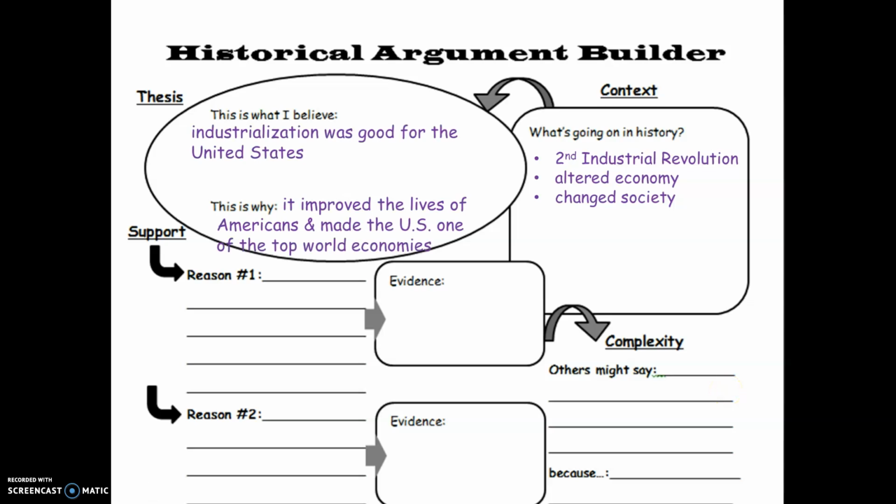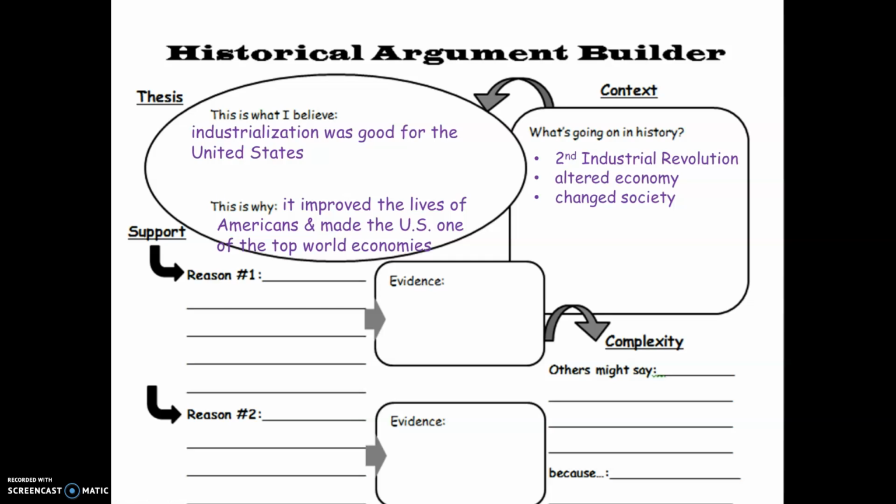Here would be sort of an outline of a thesis for arguing the positive. Industrialization was good for the United States. Why? It improved the lives of Americans. You can read that yourself. Okay. So the first part up here at the top is just your position. You're arguing the positive. This is the actual argument. So you need to include both in the thesis statement.